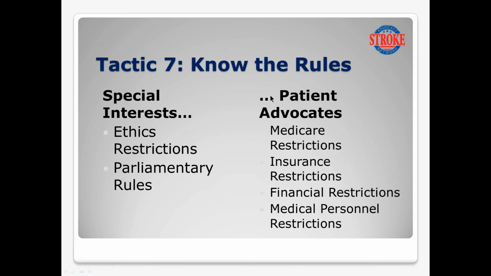All right, tactic number 7, to know the rules. Now, for special interests, that means we need to understand the rules in our particular situation, which are ethics restrictions and parliamentary rules. For patient advocates, that really means knowing with intense specificity, knowing better than your audience what some of the rules are that they're operating under. So that's going to be, if you're working with Medicare restrictions, insurance restrictions, for individual patients, the financial restrictions that they're working with, the restrictions that medical personnel sometimes have.